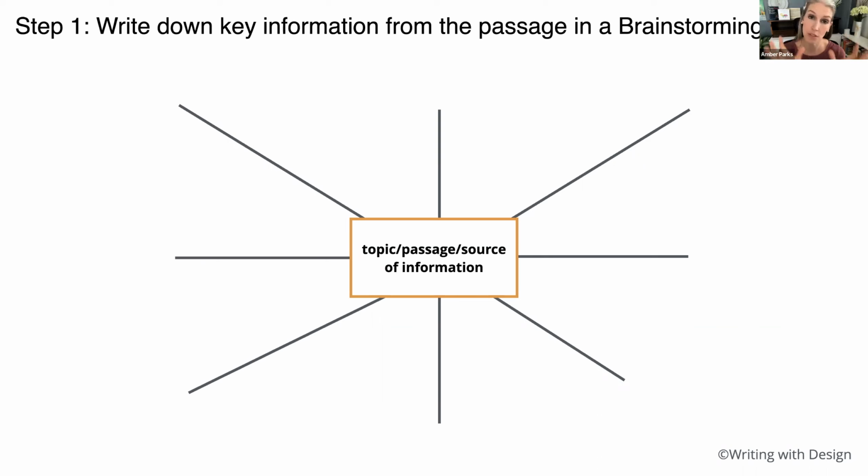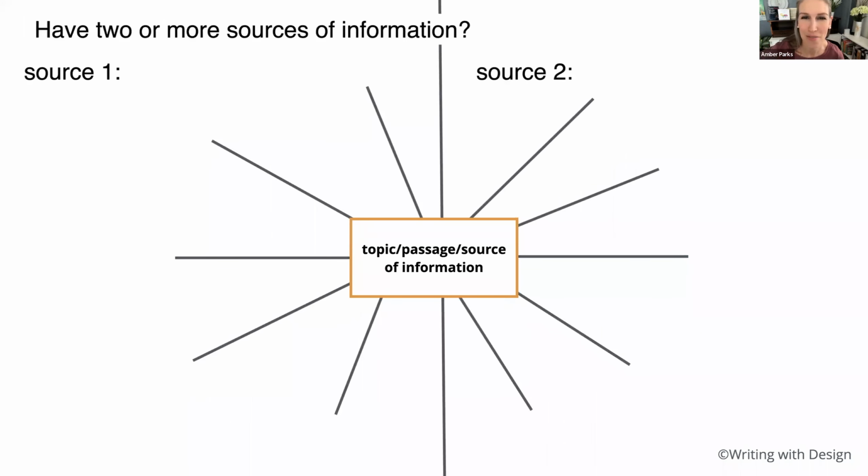So this visual, just a box with some lines coming out, is the beginning of our brainstorming design. And that's where we put lots and lots of bubbles of information.